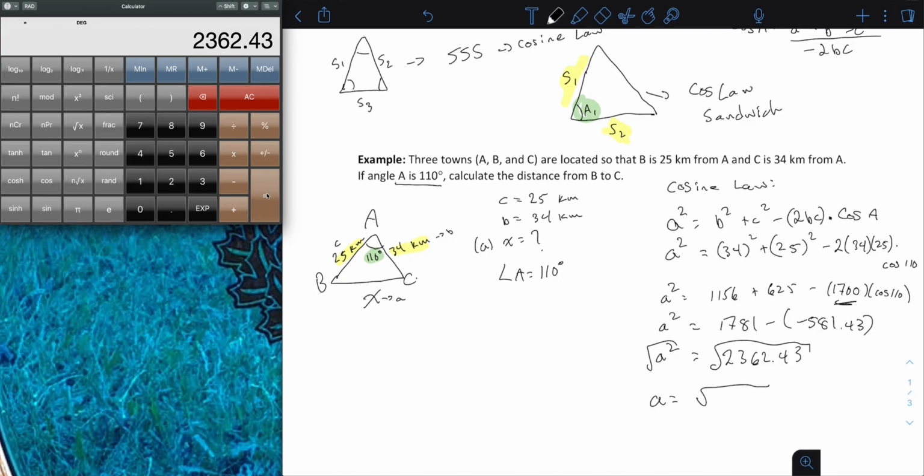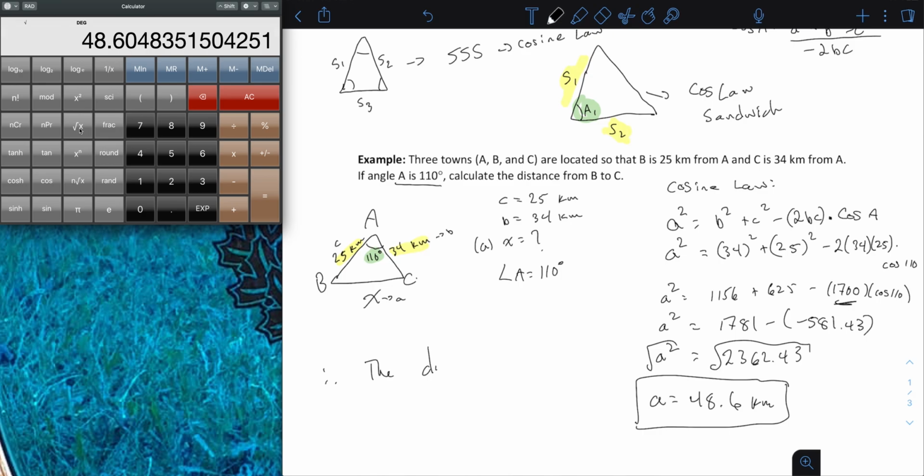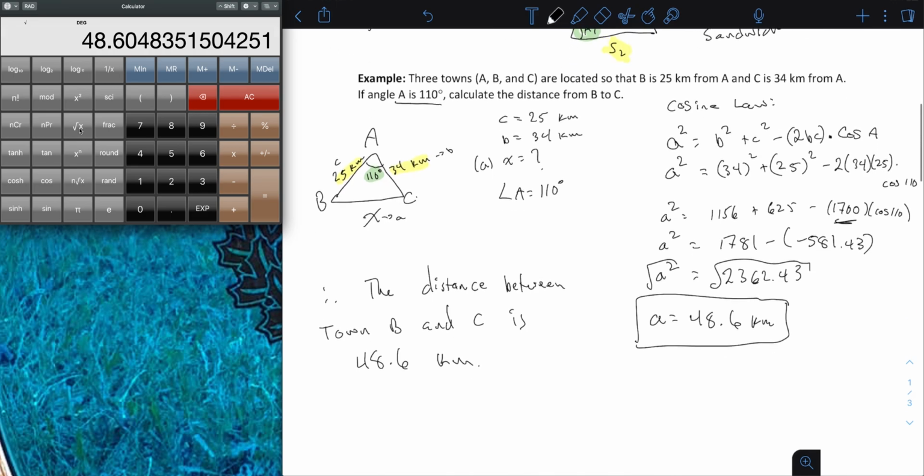The square root of 2,362.43. We can square root that. 48.6. Okay. So once you have that, it's in kilometers, we can finish this question. So therefore, the distance between town B and C is 48.6 kilometers. Okay, that's it.